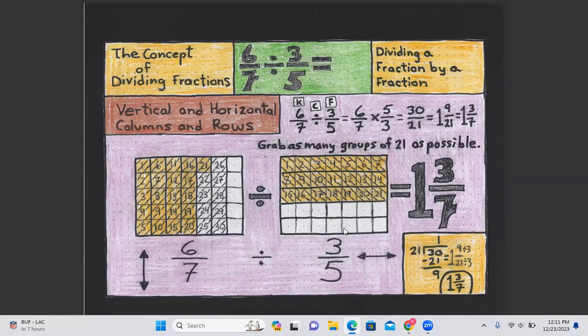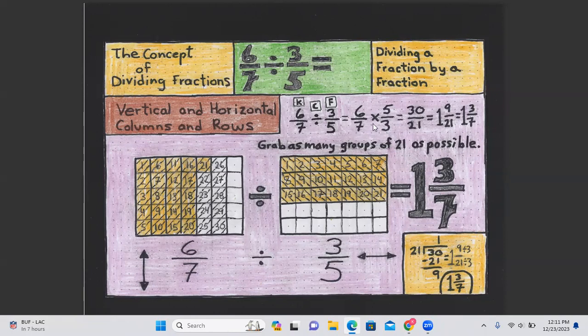And so now with that in mind, let us apply our keep, change, flip method to solve this problem, and then that will better help us fill in the model. And so what we have is 6/7, in which we'll keep. We're going to change division to multiplication, and we're going to flip 3/5 and change it into 5/3, as you see right here. And so now we have 6/7, which we kept. We changed division to multiplication, which we have right here, and we flipped 3/5 to 5/3 now.